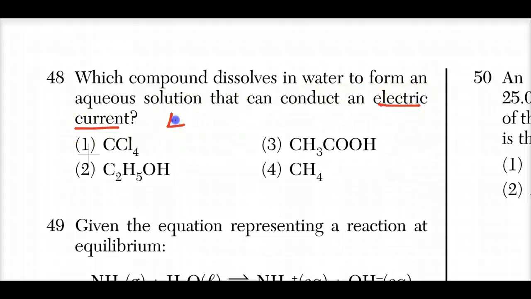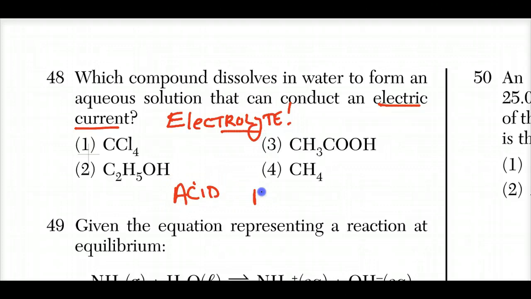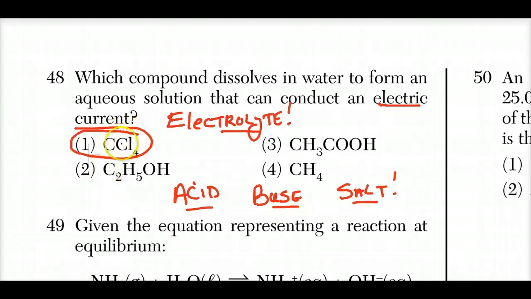Who is an electrolyte? My friends in chemistry, acids, bases, and salts, which are ionic, are your electrolytes. They break apart into free ions. This is not a salt or an acid or a base. This is a molecular compound. This is also a molecular compound. It's not a base. It's an alcohol. Okay? This is a molecular compound. It does not break apart into ions.